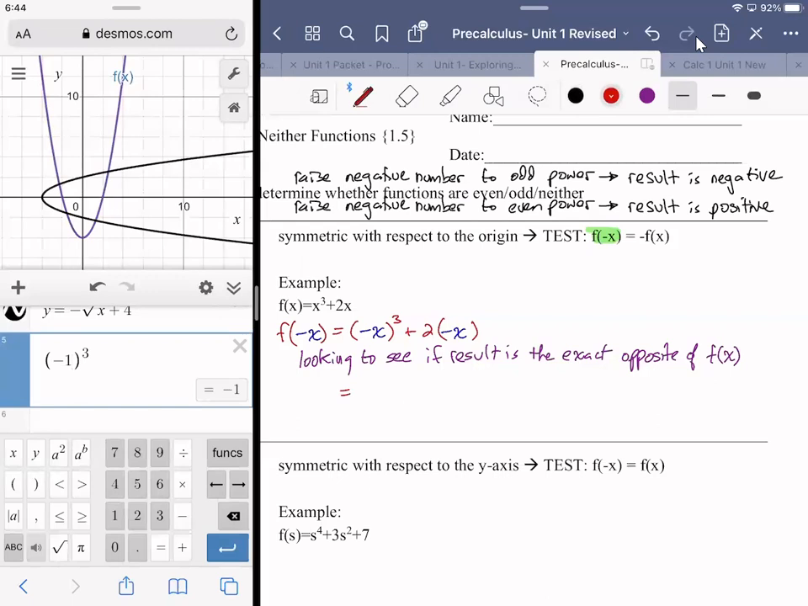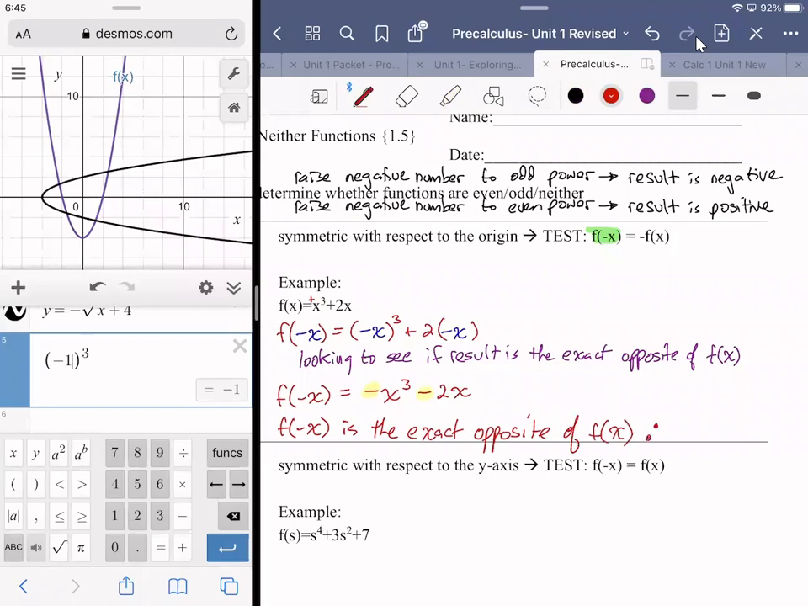All right, so negative x to the third power becomes negative x cubed. 2 times negative x is negative 2x. The original function had 2 positive signs. It was a positive x cubed and a positive 2x. My new function has a negative x cubed and a negative 2x, right? It is the exact opposite. So f of negative x is the exact opposite of f of x.